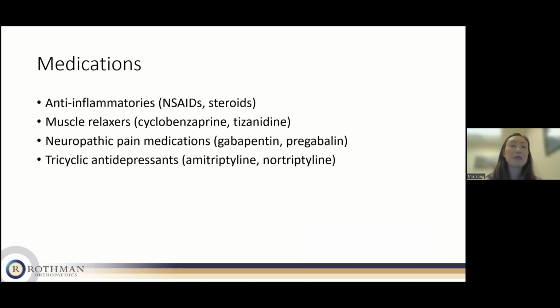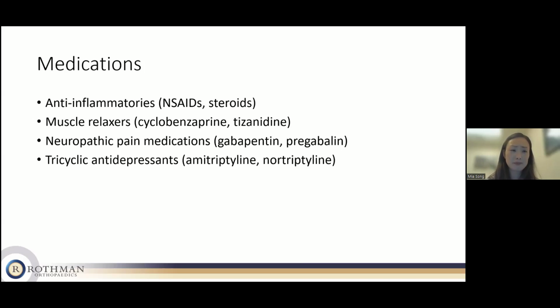Medications. This is by no means a comprehensive list, but just more of the common medications that I tend to use for the common causes of back pain that I talked about earlier. It starts with things like anti-inflammatories, whether it's NSAIDs like ibuprofen or naproxen. Sometimes steroids are helpful for short term. Muscle relaxers can be helpful as well as neuropathic pain medications, and those are things like gabapentin or pregabalin.